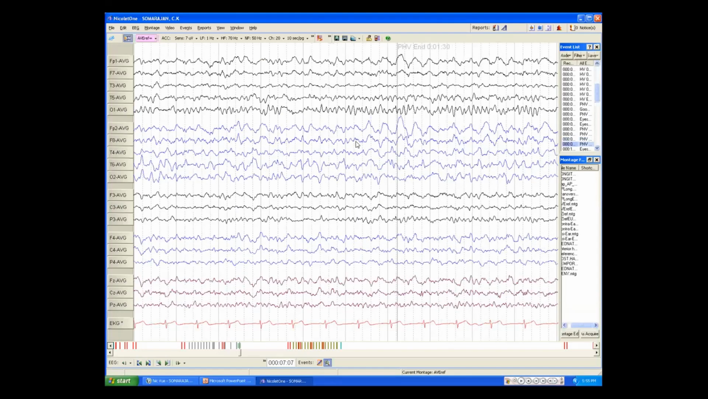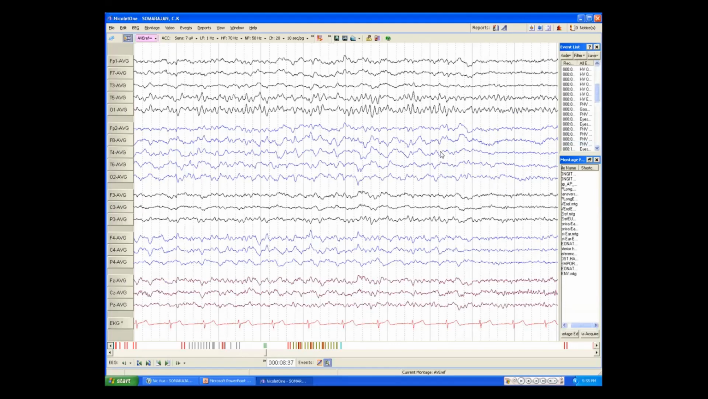This is the 1 minute 30 seconds of HV. HV has stopped, and now this abnormality also is stopping within 30 seconds. So it should stop within 1 minute of post HV.